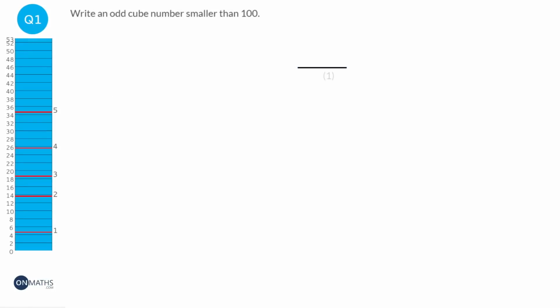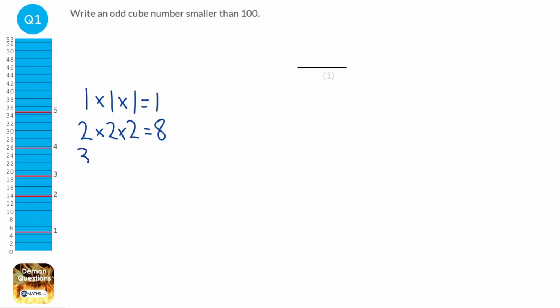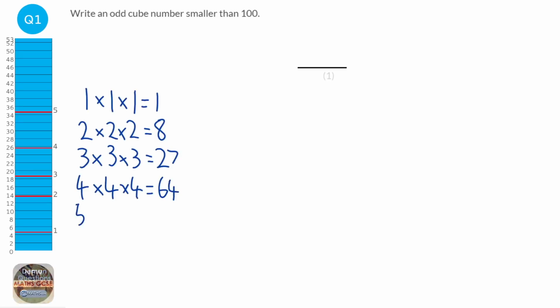So we need to first of all understand what a cube number is. A cube number is the answer to when you get three integers or whole numbers and we multiply them by themselves three times. So 1 times 1 times 1 is 1, 2 times 2 times 2 is 8, 3 times 3 times 3 is 27, 4 times 4 times 4 is 64, and 5 times 5 times 5 is 125. So 1, 8, 27, 64, 125 are all cube numbers, and it goes on forever.